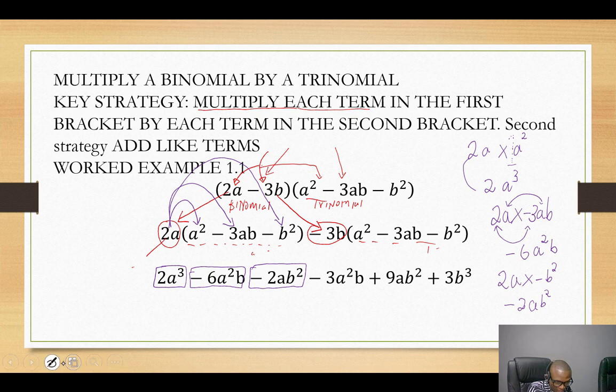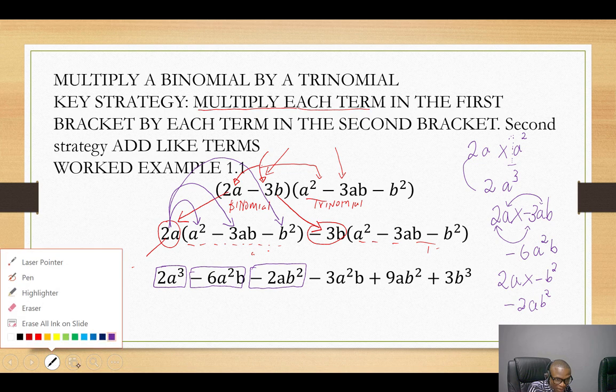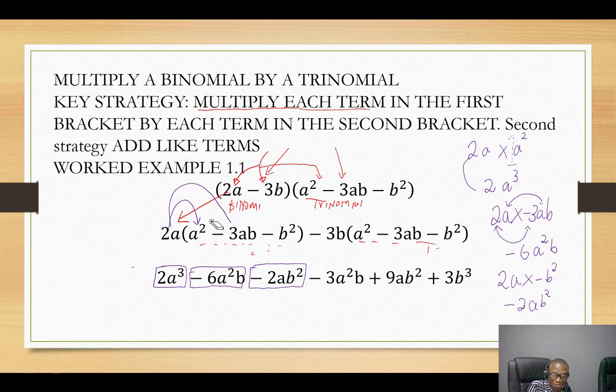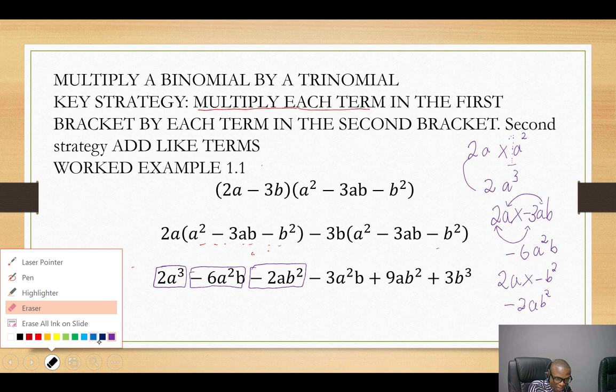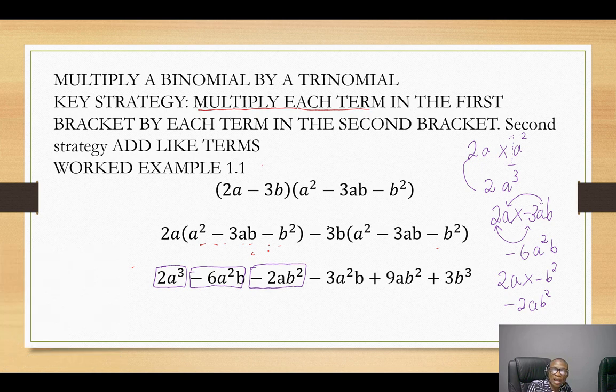Okay, hopefully you are following. We are continuing with the topic of maths algebraic expressions for grade 10. So now I'm going to multiply negative 3b by every term in the bracket. So I'm going to this part now. I'm going to say minus 3b times a squared, which is going to be minus 3a squared b. Or you can even say it's minus 3b a squared. It's a matter of preference here.